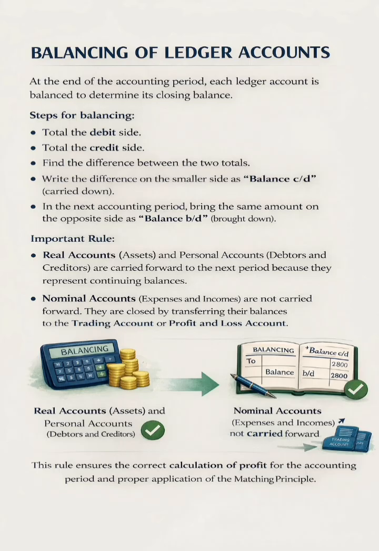Important rule: balances of real accounts and personal accounts are carried forward to the next period because they represent continuing balances. Balances of nominal accounts are not carried forward. They are closed by transferring their balances to the trading account or profit and loss account. This rule ensures the correct calculation of profit for the accounting period and proper application of the matching principle.